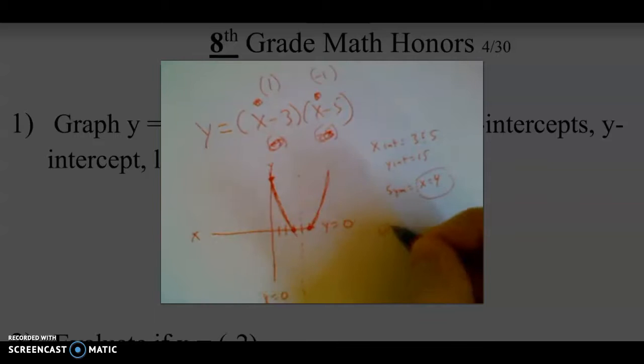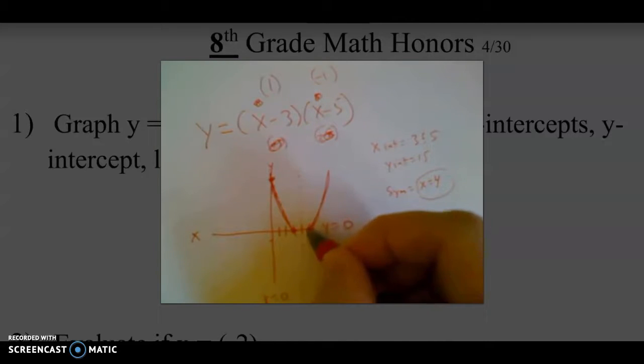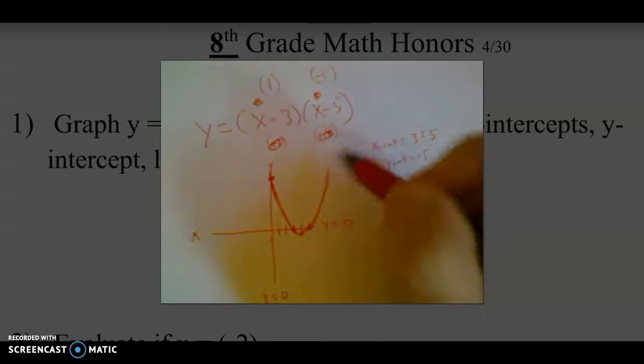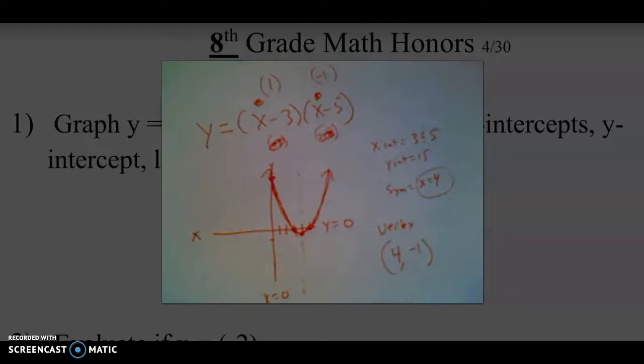So x was 4 and y turns out to be negative 1, which seems to make sense. It doesn't really look like this drops very low below the axis here. So now I have all the points that I need to basically do a nice quality graph.